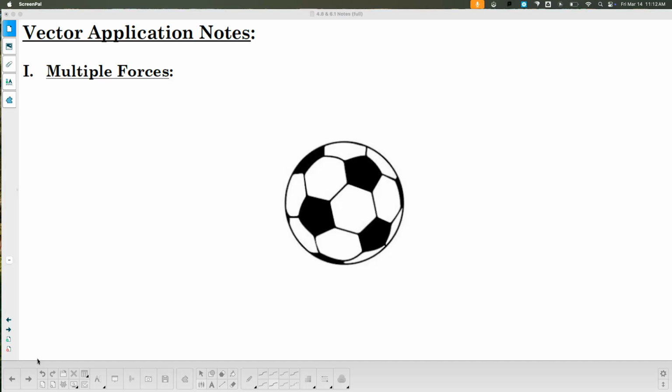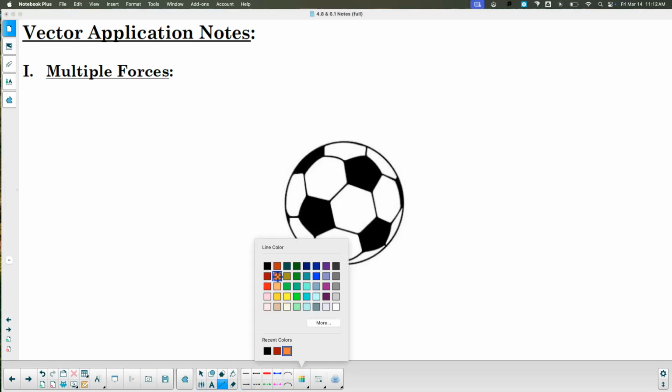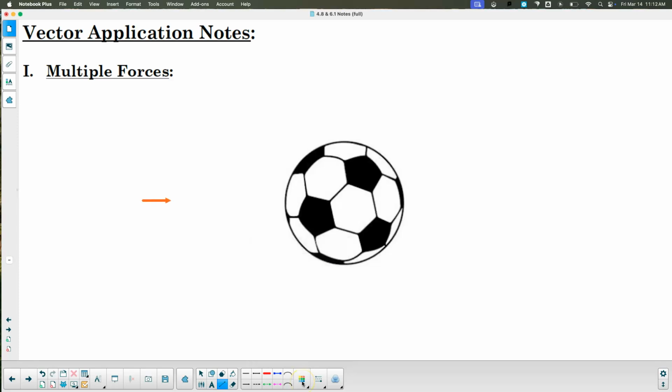So we're in the packet still, but now we're on the multiple forces one. If we've got a soccer ball, for lack of a better term, okay? If we have a ball, or pretty much anything, what's going to happen if I apply a force to that? What's going to happen to that ball?